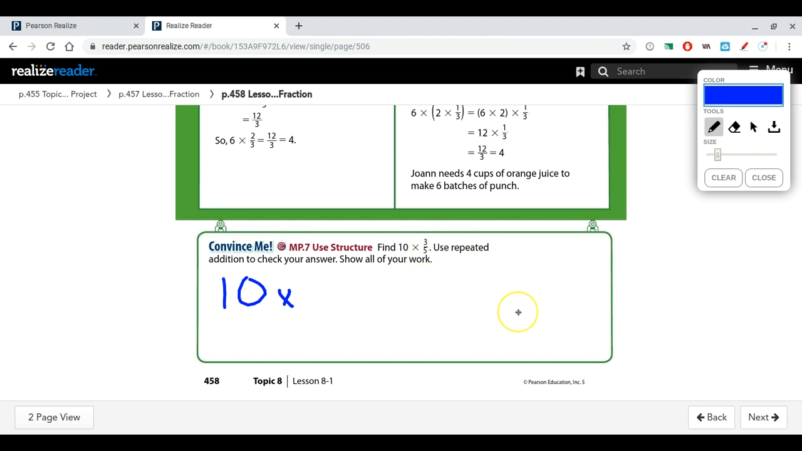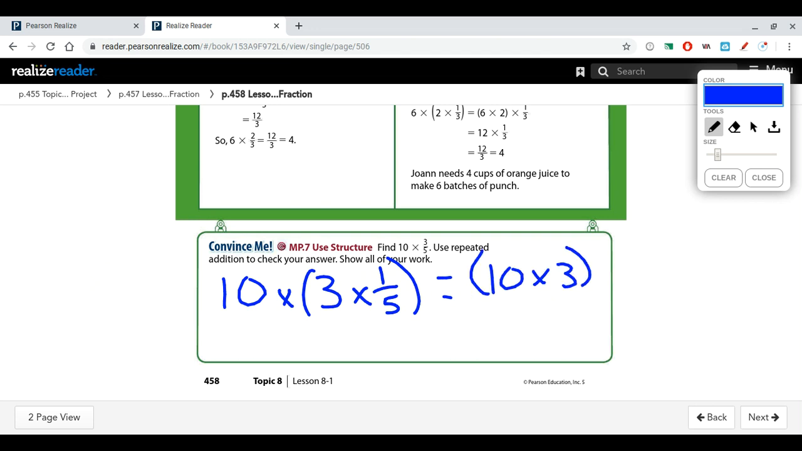So I look at the numerator. I have 3 1/5. So it's going to be 3 times 1/5. And so when I do 10 times 3 times 1/5, I'm going to rearrange this. So this is now going to equal 10 times 3, put that in parentheses to multiply first. Multiply that by 1/5. So 10 times 3, I'm just going to do my work right underneath, is 30 times 1/5. And so we have to look at what is 1/5 of 30.